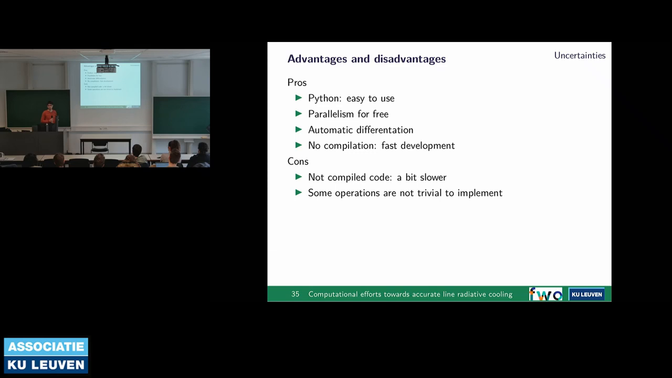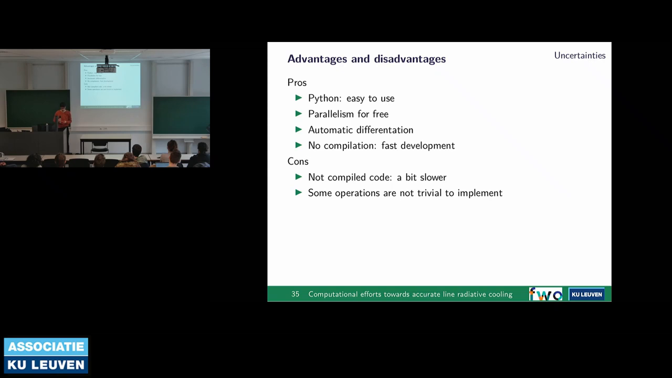And there's no compilation required. So when I encounter a bug in my code, inevitably, I don't need to wait 5 minutes until the code is compiled to try to fix the bug. But that's also a downside, of course, because if it's not compiled, it runs a bit slower. And as you know, with NumPy, it's sometimes not trivial to implement some operations, especially if your data is of different input sizes and you try to compute something else.